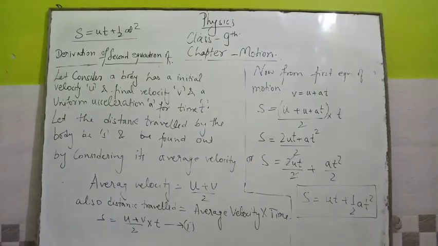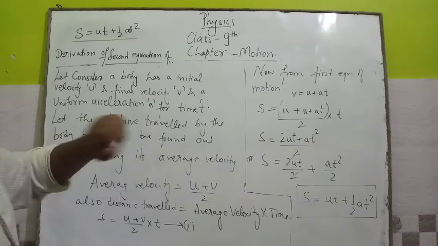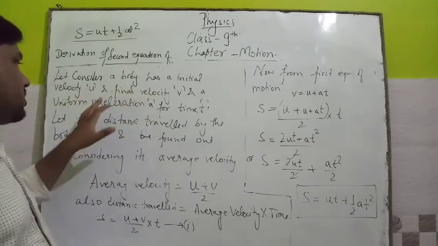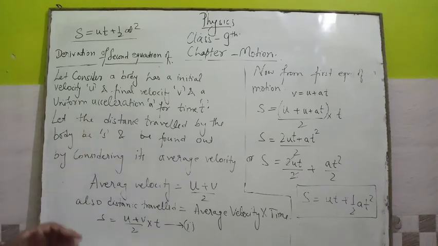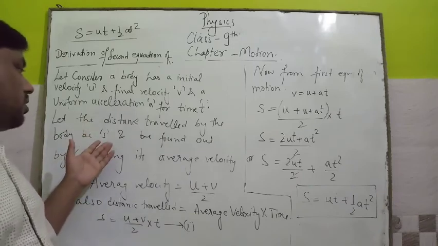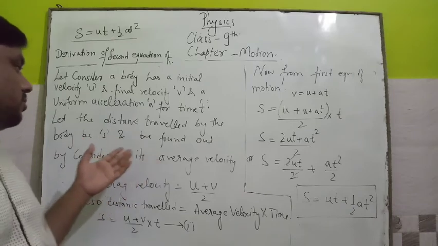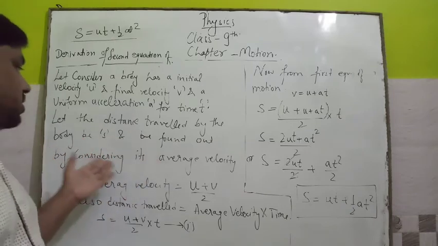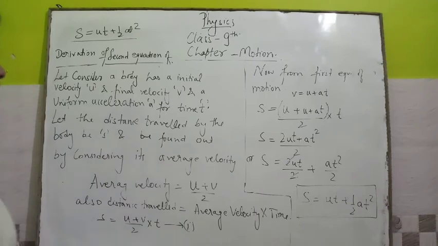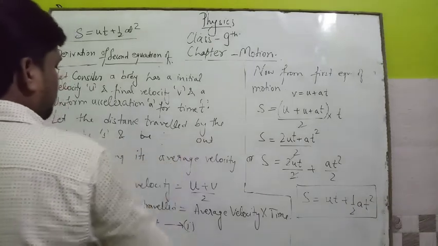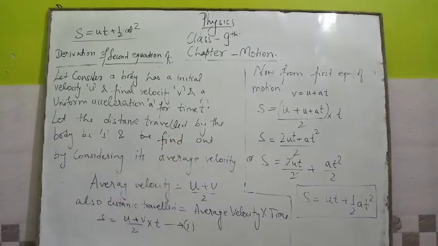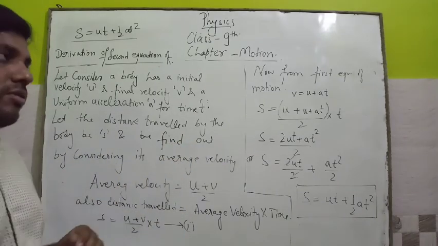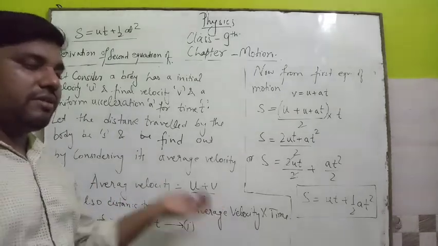Okay. Now this is completed. First we will consider what? Let us consider a body has initial velocity u, final velocity v and uniform acceleration a. For time t, let the distance covered by the object be s, and we find it by considering its average velocity. You know the formula of average velocity: average velocity is equal to u plus v divided by 2.